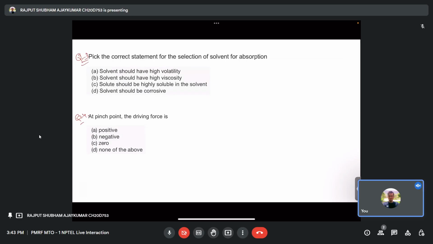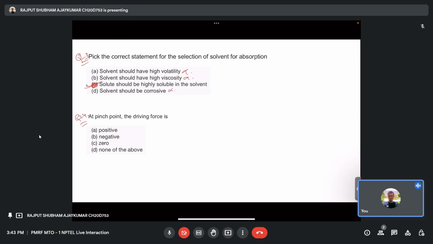The options say the solvent should have high volatility, high viscosity, should be highly soluble, or the solution should be corrosive. Like I said, the solvent used for absorption should have low volatility, so this one is not correct. It should have low viscosity, but this is mentioned as high viscosity. Another thing I mentioned is that it should be non-corrosive, and here it is non-corrosive and non-toxic. Another thing we already saw is that it should be highly soluble. Once it is highly soluble, only then can it absorb much of the gas. So the correct option is C.